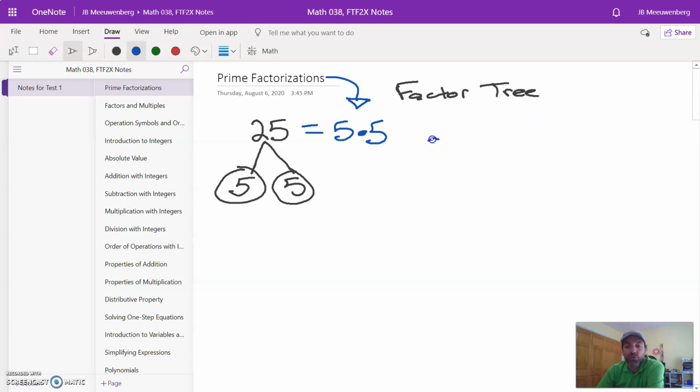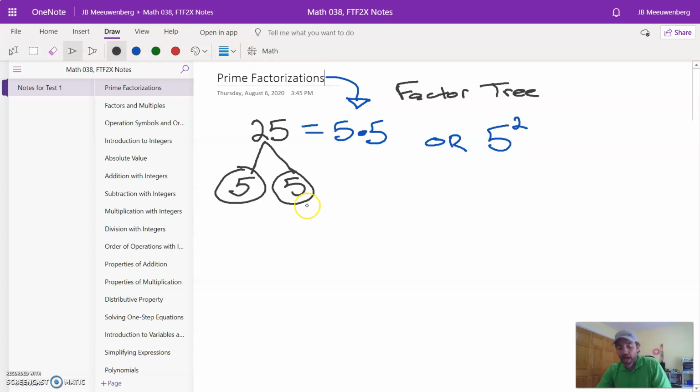Or you can also do prime factorizations using exponents. In this case, it would be 5 to the second power. Okay, so what we're doing is we're breaking the number apart. Prime numbers are like the DNA of the number, right? 25 is built using 5 and 5. That's why we call it a composite number. It's composed of 5 and 5.